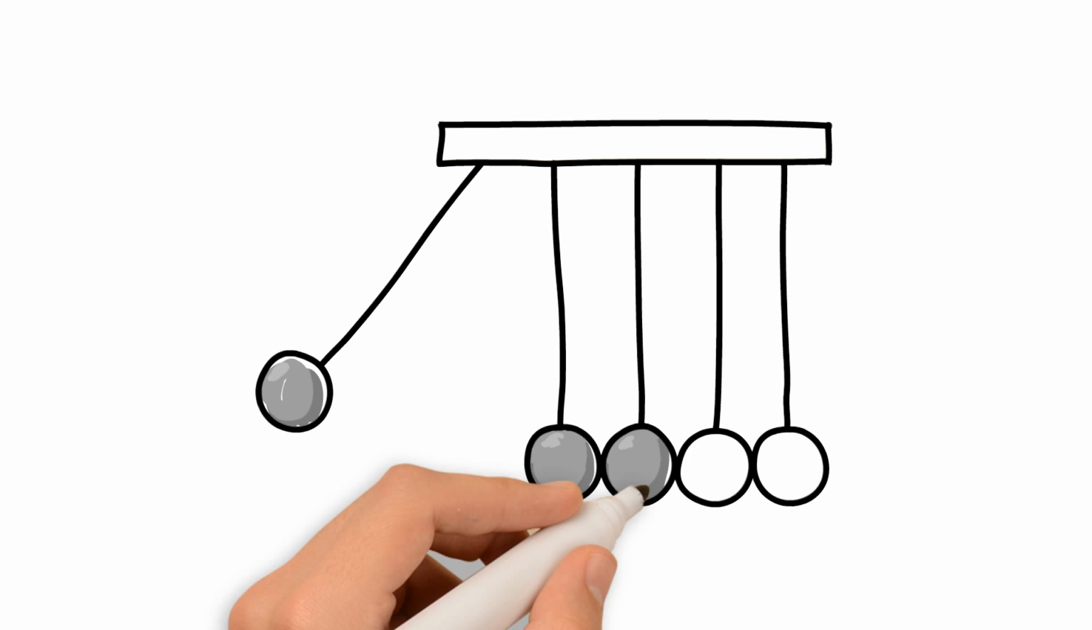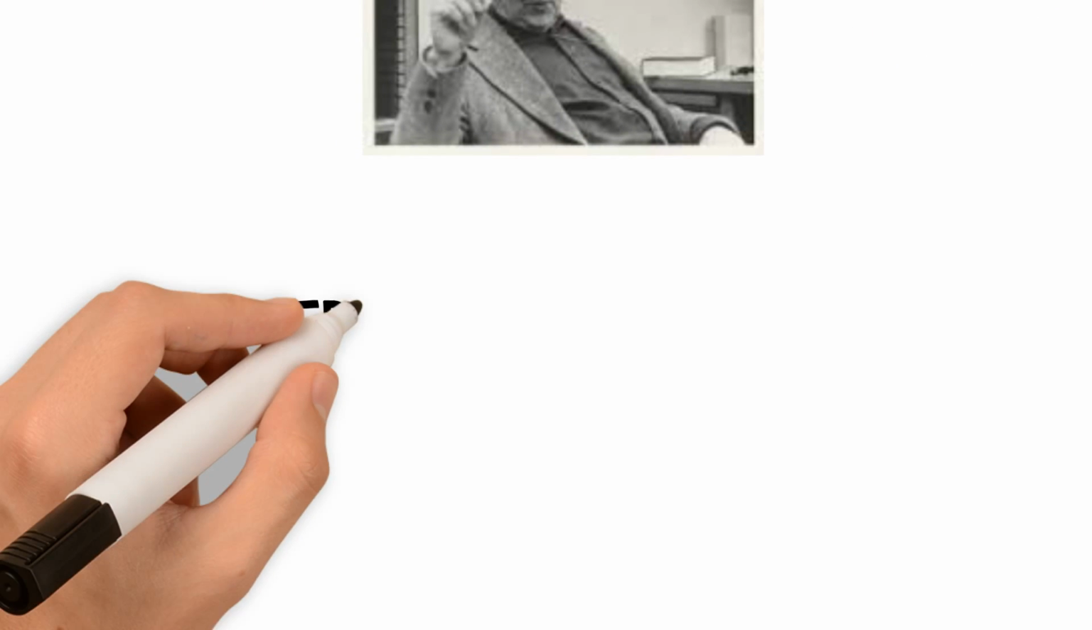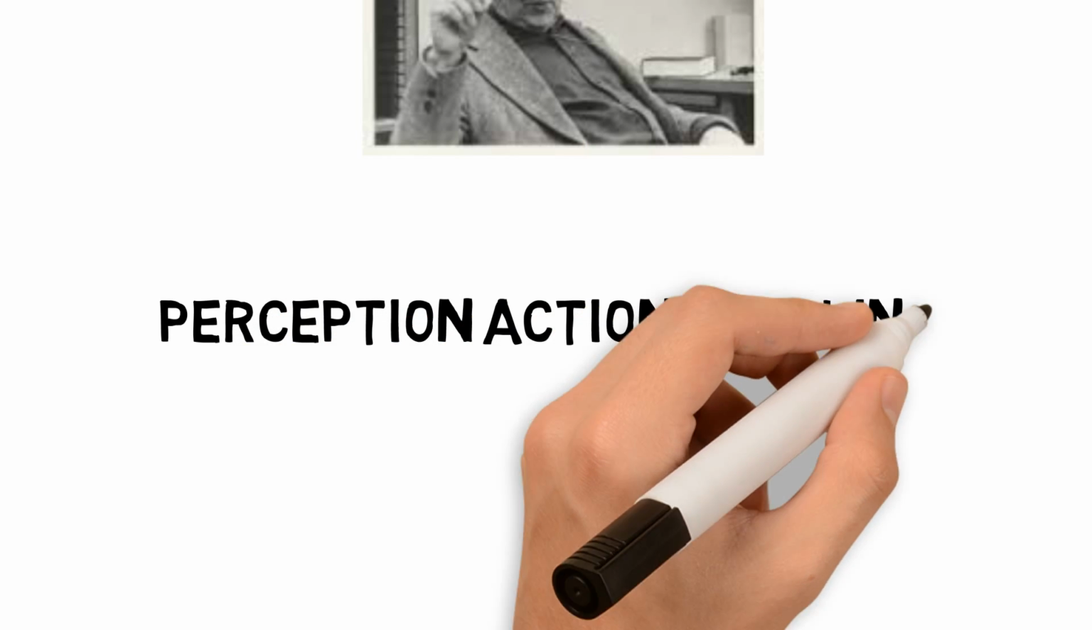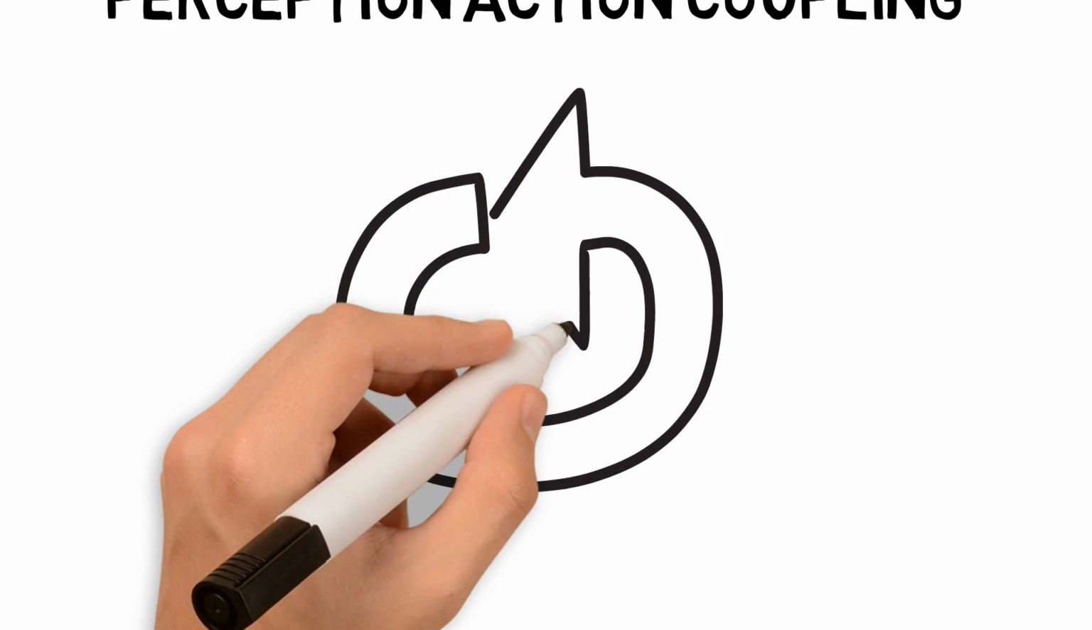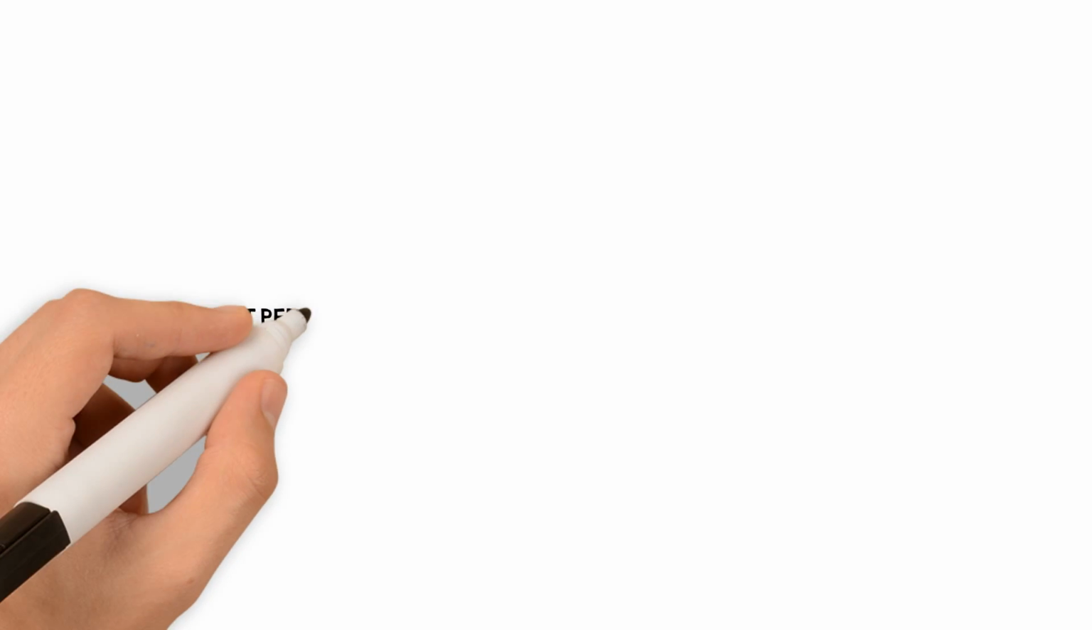Another key idea is that environments create behaviours, and behaviours affect the environment. This is known as perception-action coupling. When we move, we change the environment, and therefore change the affordance. We must perceive in order to act, but we must act in order to perceive.